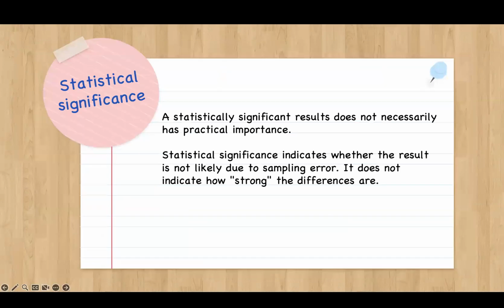Although a statistically significant difference was found between males and females in their degree of happiness, the mean difference of 0.26 has very little practical importance. Be very cautious when you read academic papers. Just because a result is statistically significant, it doesn't necessarily follow that it's practically important. Statistical significance really only indicates whether the result is not likely due to sampling error. It does not indicate how strong the difference is. It does not inform you about the size of the difference.